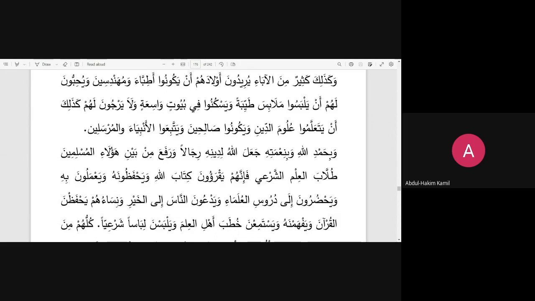But inshallah, we'll see. Tayyib, today you all have this reading. We're going to read these 2 parts. The first part, when it says "وَكَذَلِكَ كَثِيرٌ مِنَ الْآبَاءِ", and the end of that paragraph, it says "وَيَتَّبِعُ الْأَنْبِيَاءَ وَالْمُرْسَلِينَ". And then that which we read yesterday, "وَبِحَمْدِ اللَّهِ وَبِنِعْمَتِهِ جَعَلَ اللَّهُ لِدِينِهِ رِجَالًا". Are you all with me, brothers and sisters online?